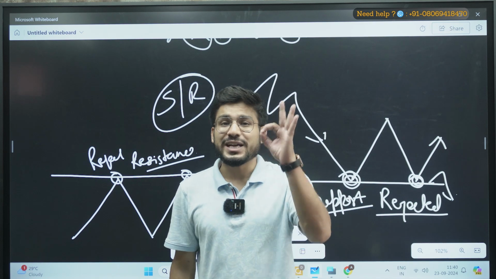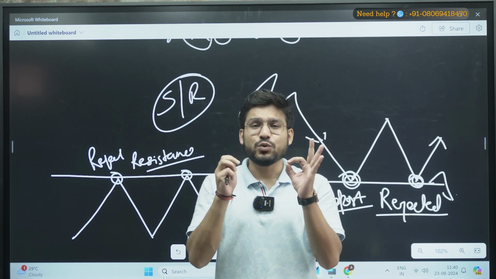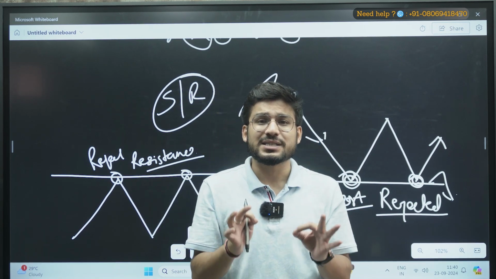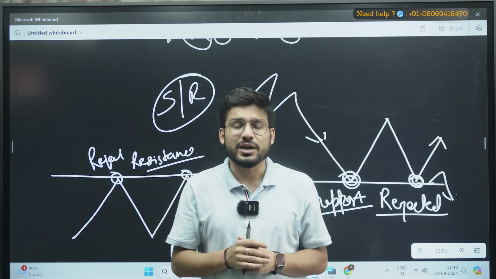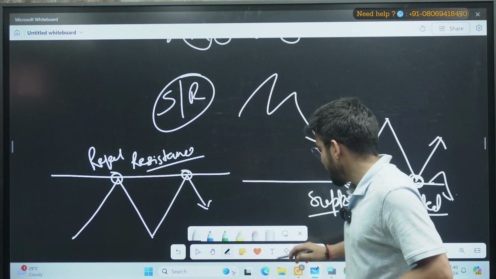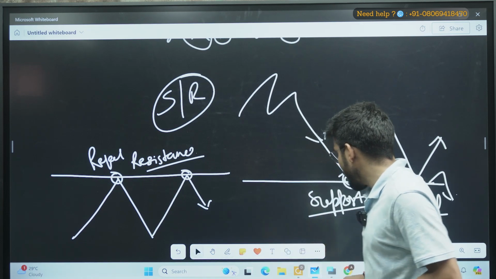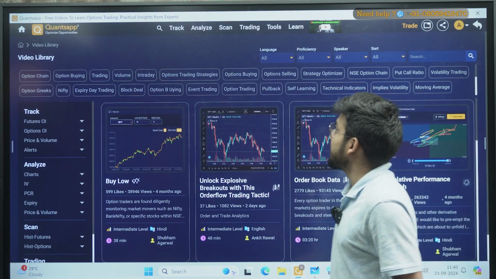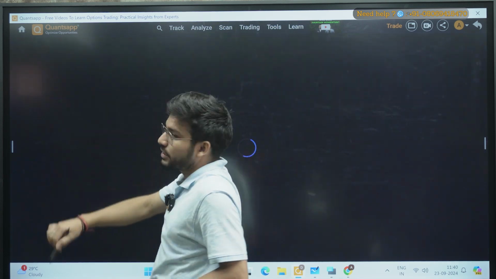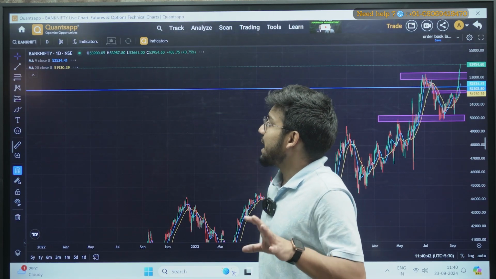Now it is very important to identify which support and resistance levels you have to apply in your chart. Because if I show you the chart, let's directly go on the chart now. Right now I'm opening the Quantsapp application. In the analyze section we have charts, order and trade.